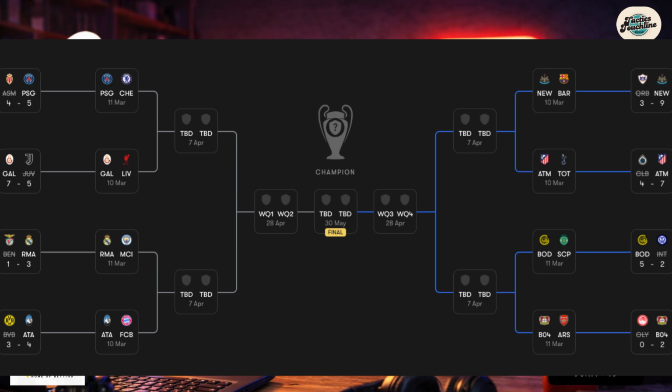The first game, Paris Saint-Germain were drawn against Chelsea. Galatasaray were drawn against Liverpool. Real Madrid were drawn against Manchester City. Atalanta were drawn against Bayern Munich. Then we have on the other side, Newcastle were drawn against Barcelona. Atletico Madrid were drawn against Tottenham Hotspur. Bodø/Glimt were drawn against Sporting Lisbon. Bayer Leverkusen were drawn against Arsenal. So we are going to take it per game. Then we'll look at this. So we are going to start from how the groupings are being made.